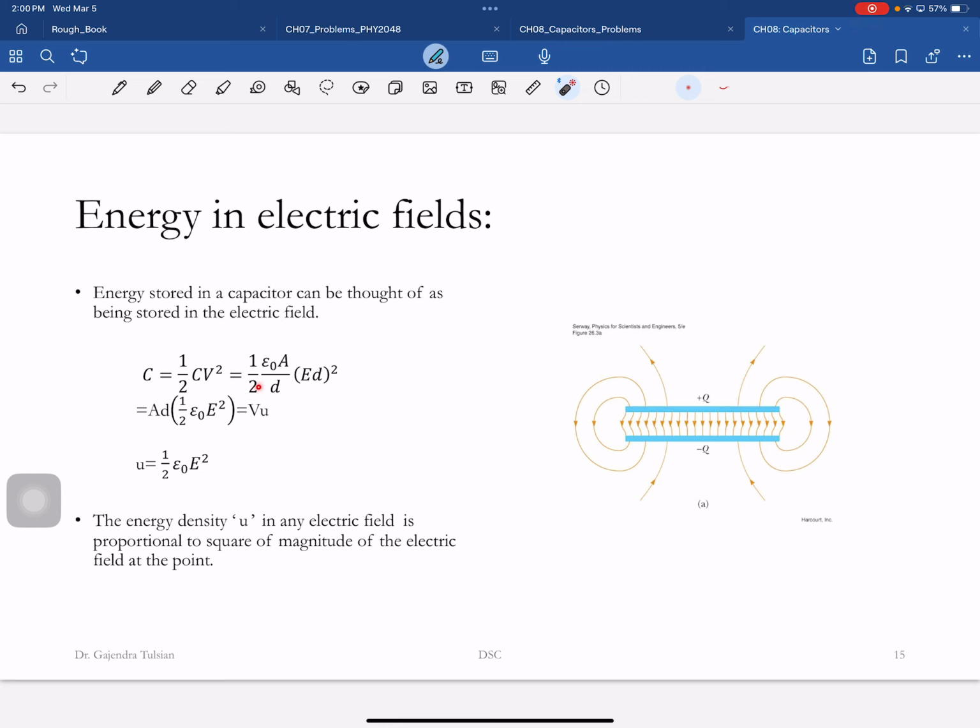And then we'll rearrange all of that. There's A, there's D, one of the D's cancels. There is area times D. What is this?